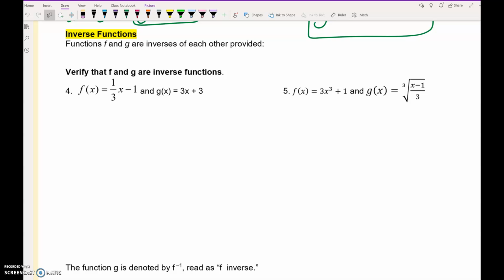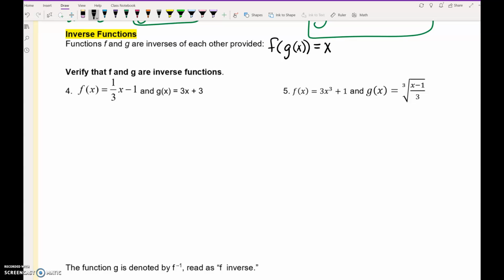First thing we're going to do today is verify that the f function and the g function given are inverse functions. And there's this little statement that's not quite finished. Functions f and g are inverses of each other, provided that f of g of x must equal x.